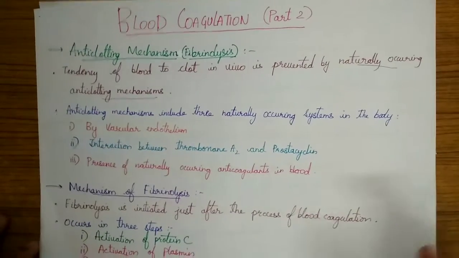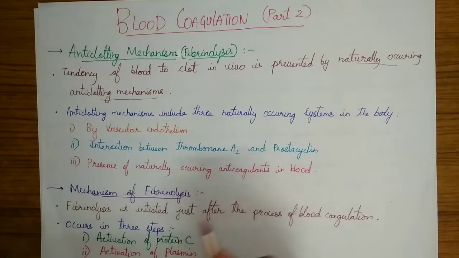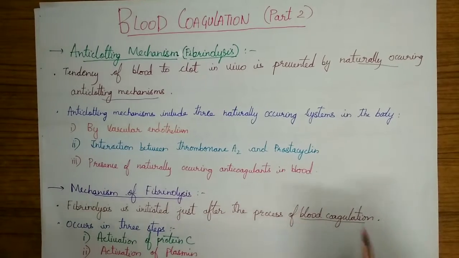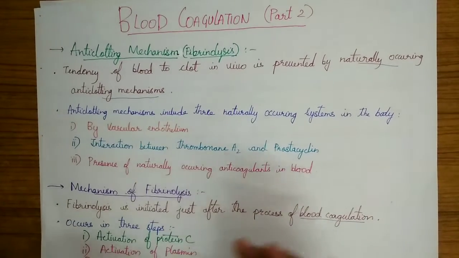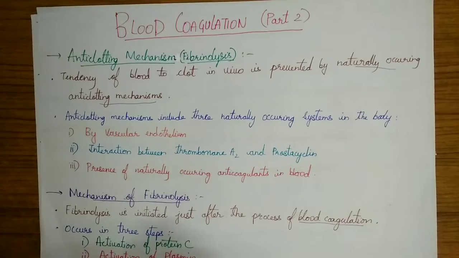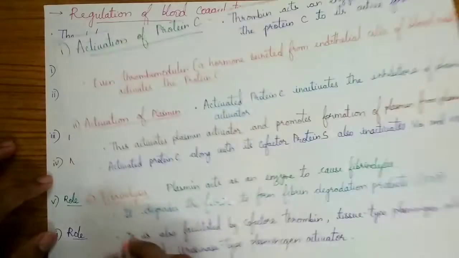So let's talk about the mechanism of the fibrinolysis. Fibrinolysis is nothing but the anti-clotting. The fibrinolysis is initiated just after the process of blood coagulation. So it's an autoregulatory process. It occurs in three steps: activation of protein C, activation of plasmin, and fibrinolysis. Let's talk about these steps one by one.